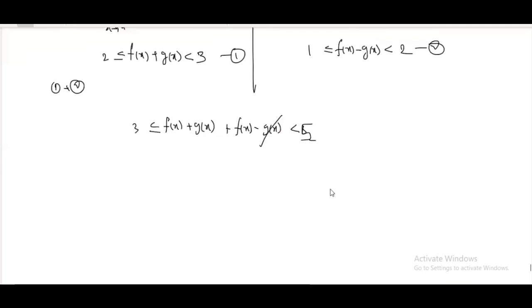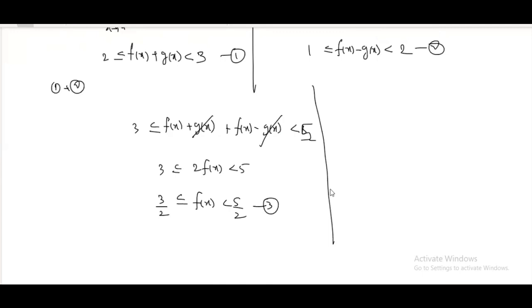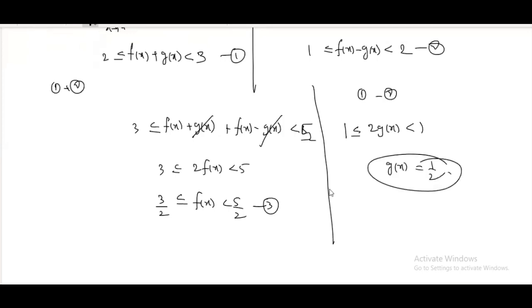So plus gx minus gx cancel. 2 f of x is less than 5, greater than or equal to 3. That means f of x will be less than 5 by 2, greater than or equal to 3 by 2. So let it be 3. So when I subtract these two, means 1 minus 2, so what will you get? You will get 2g of x. 2g of x is less than 1 and greater than or equal to 1. Means very clearly we are understanding that g of x is equal to 1 by 2.